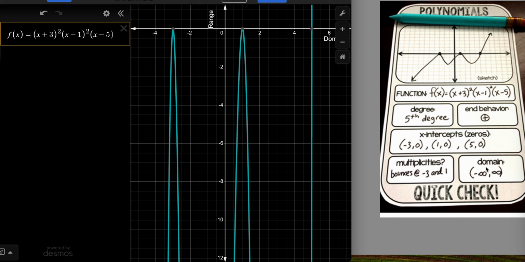Now domain is nothing but the extent of your x value. So as you can see, these arrows indicate that the graph is going to go to the negative infinity, and this is going towards the positive infinity. That's why we call the domain of this function as including the values from negative infinity to positive infinity. Now the end behavior is positive.